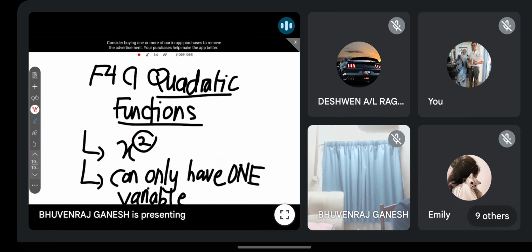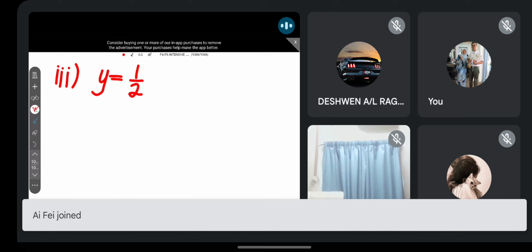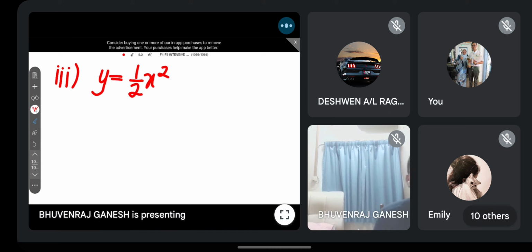Okay, let's go on to some more examples. Let's say the third one. Let's say I have y equals half x square. Is this quadratic, guys? Adakah ni quadratic? Yes or no?